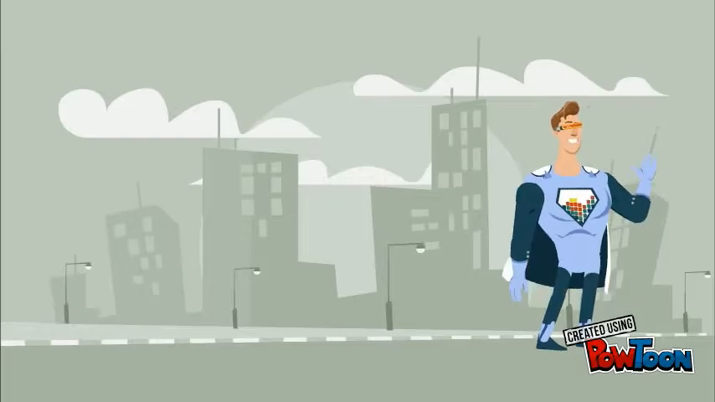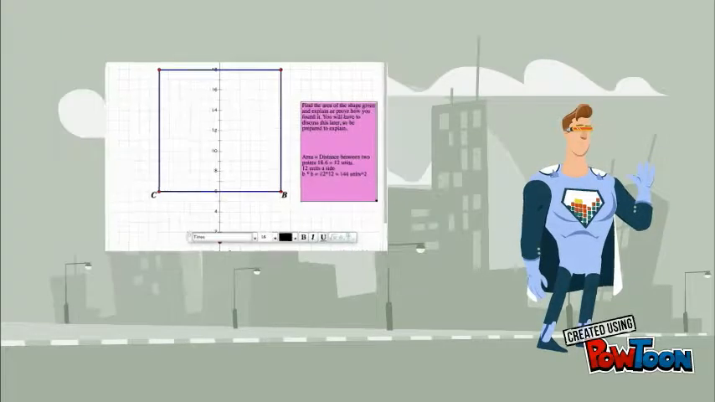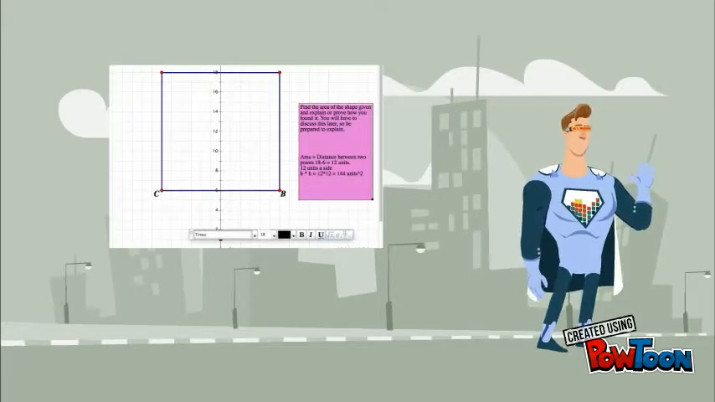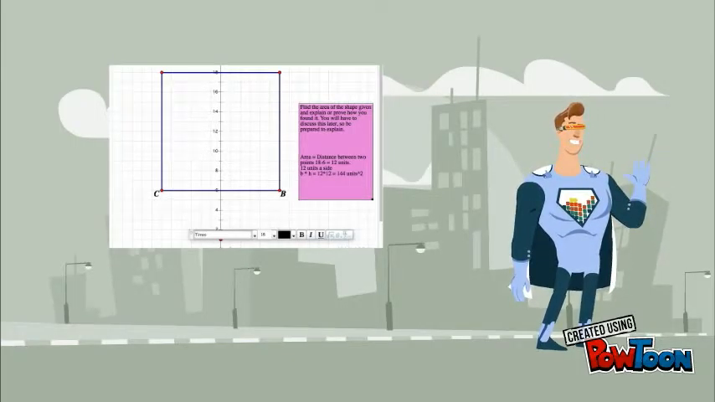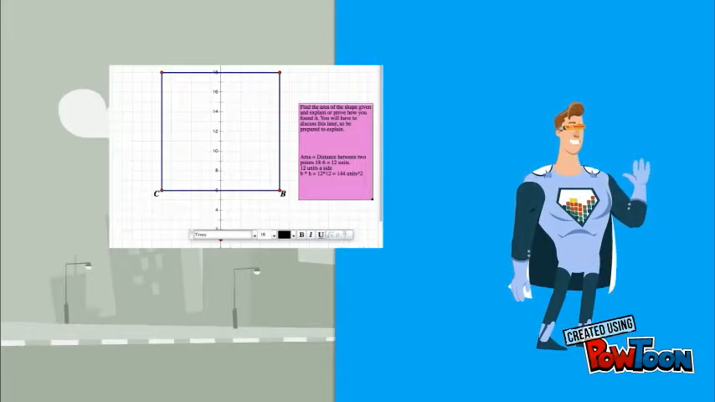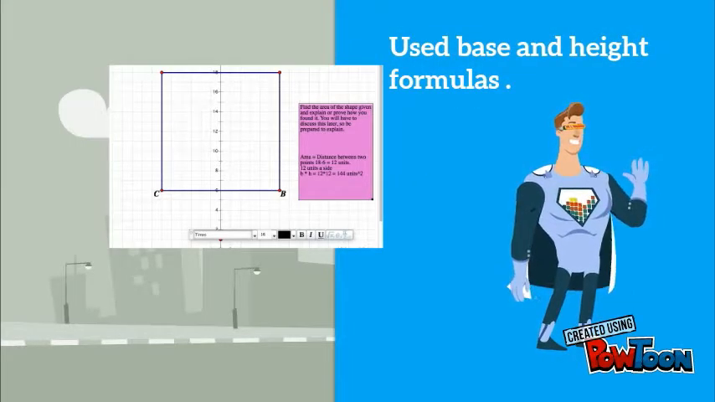My name is Fierce Felix, and I was given a square to find the area of. To do so, I found the difference between 2 points on one of the sides. 18 minus 6 gave me 12 units. I then knew the area of a square is base times height, or side squared, so I did 12 times 12 to give me 144 units squared for the area.